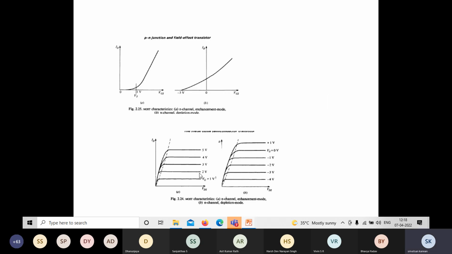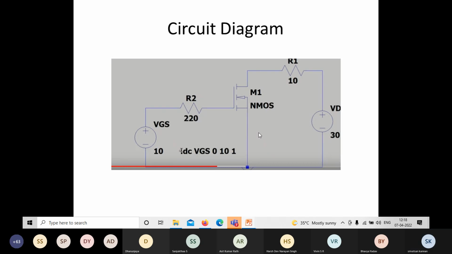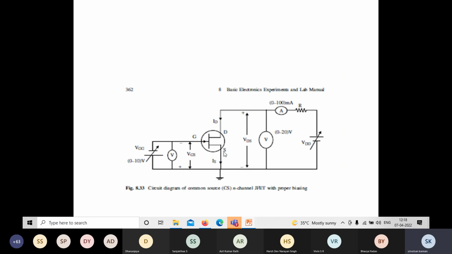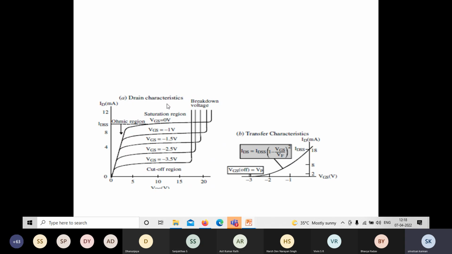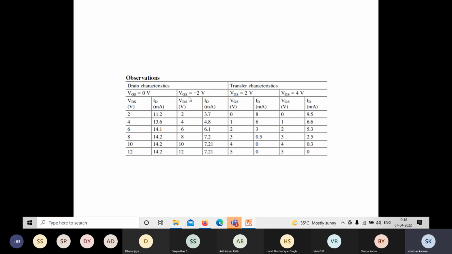And these are the characteristics of the MOSFET device. So actually we are going to do this experiment today: MOSFET characteristics. This is the circuit diagram of the MOSFET, and we are going to plot the input characteristics and output characteristics. This is the drain characteristic. This is the transfer characteristic. For drain characteristics, we keep the VGS constant and we vary the VDS and note down the ID. And for transfer characteristics, we keep the VDS constant and we vary the VGS and we note the ID value.